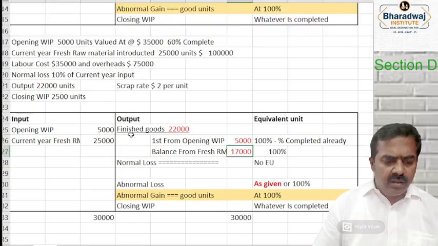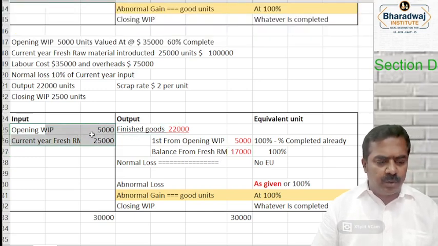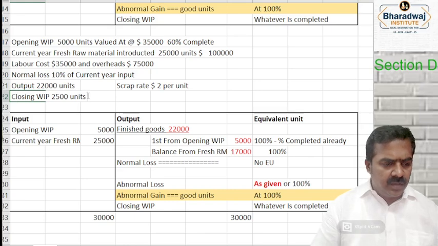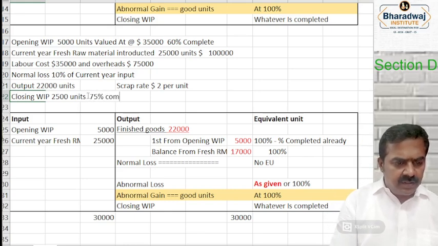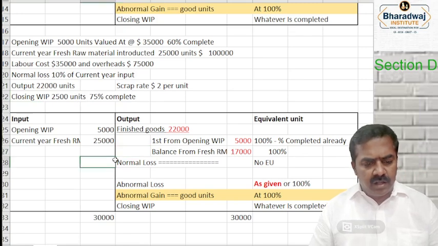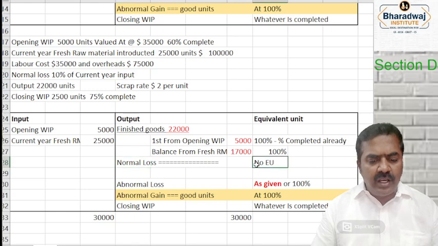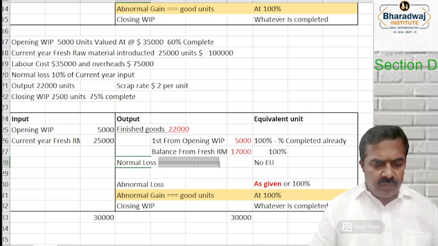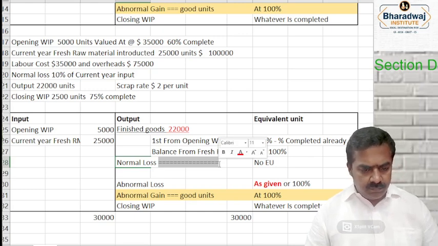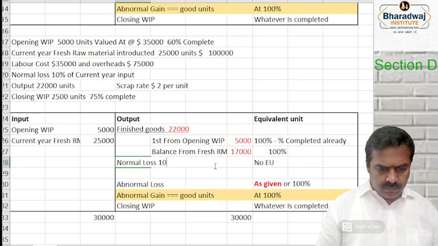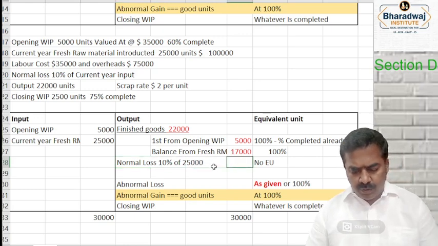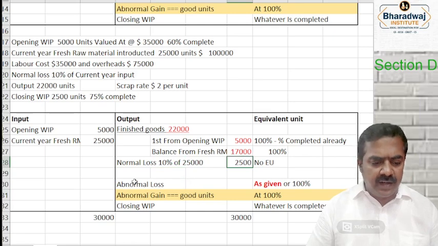Any doubt in it? We finished 22,000. First we finish opening WIP, then we take current year raw material. Okay, the closing WIP is given, 75% complete. Normal loss, no equivalent unit. What is the normal loss given? 10% of current year input, 2,500. I'll come to the equivalent unit part later.